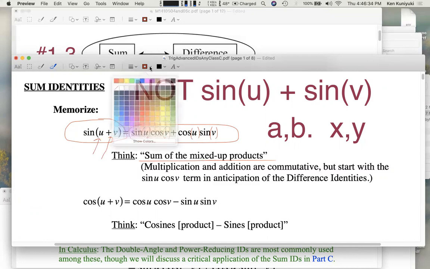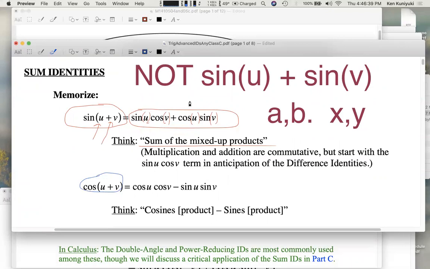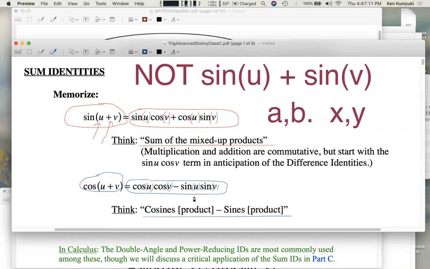Cosine of u plus v, I'll put it in blue. Cosine of u plus v, again, not cosine of u plus cosine of v. The sum identity here, think cosine product minus the sine product. Cosine of u times cosine of v, the product of these cosine values, minus sine of u, sine of v, minus the product of these sine values. If you remember the cosines minus the sines, you should probably remember this. Or maybe the cosine product minus the sine product.